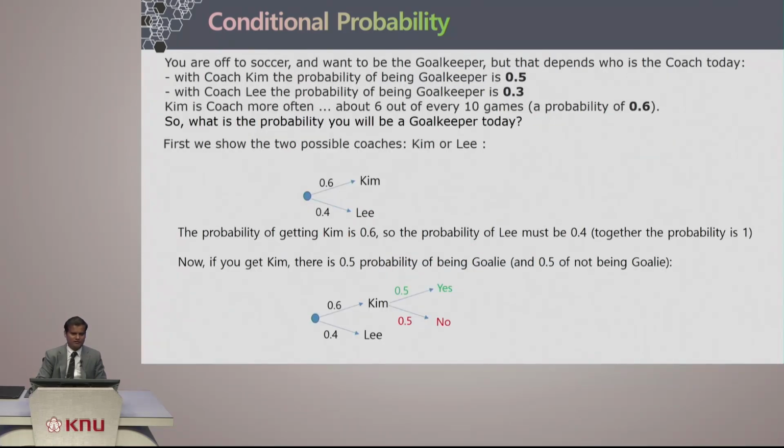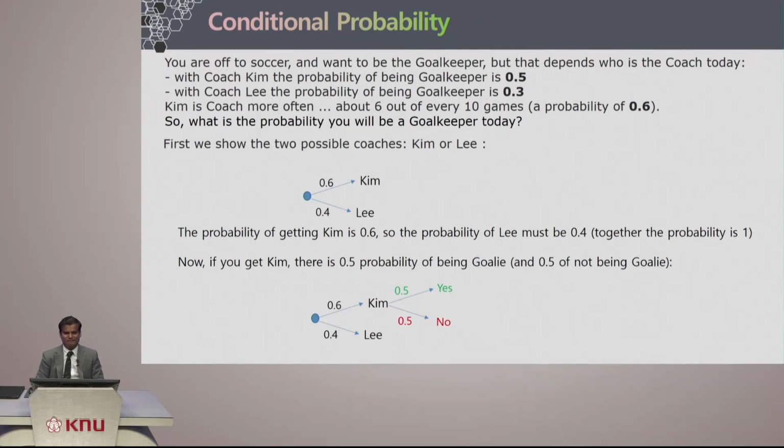So here is another real-time example. You can look at this example closely. You're off to soccer and want to be a goalkeeper, but that depends on who the coach is today. With Coach Kim, the probability of being goalkeeper is 0.5, and with Coach Lee, the probability of being goalkeeper is 0.3. Kim coaches more often, about 6 out of every 10 games, that's a probability of 0.6. So what is the probability that you will be a goalkeeper today?